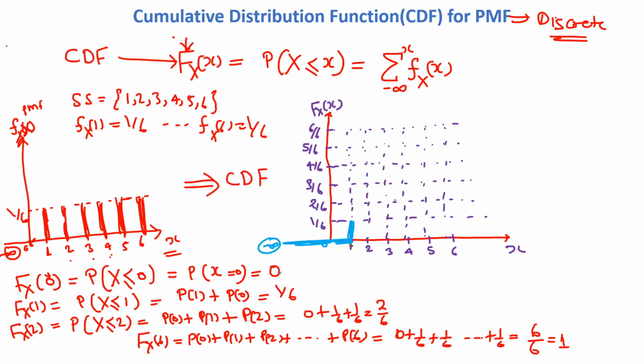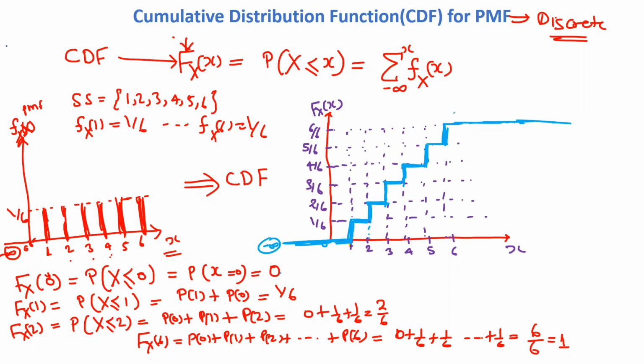So again at 2, from 1 to 2, this would be constant. Again we need to add this particular addition here, so we will get this. Again till 3, this would be constant. Then again we will add. Then again this would be constant till 4. Then at 4 we have 4 by 6. Then this is again constant till 5. At 5 we will get 5 by 6. Then again it would be constant, and at 6 we will get this value. Then again this would be a constant value like this.